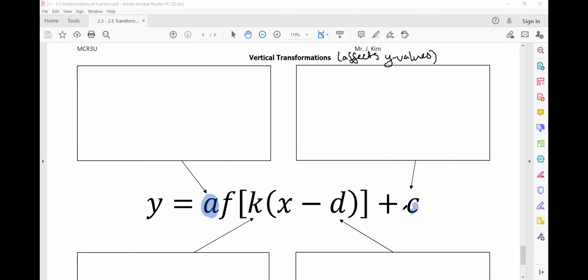The A value and the C value represent vertical transformations. Specifically, what do they represent? This A value is called the vertical stretch factor. And of course, it can also involve reflection on the x-axis. If that A value is a negative, you know that's going to result in a reflection.